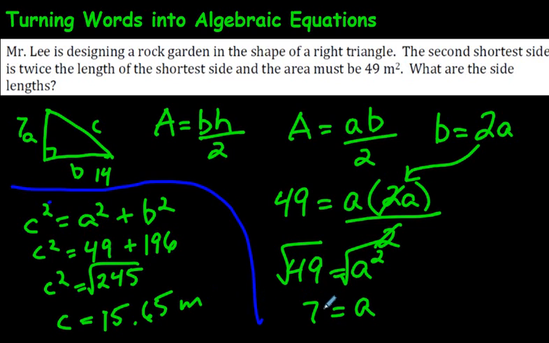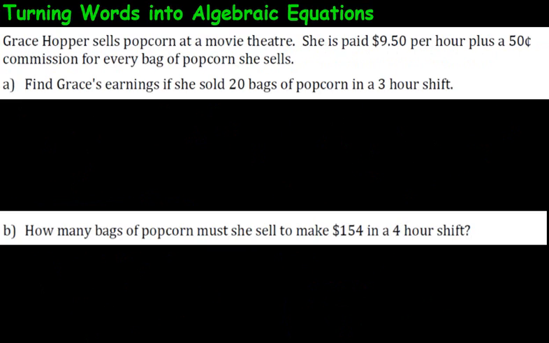Okay, and if we were doing this as a proper question on a test, we would write this all out really nicely for the teacher to read. The shortest side is 7 meters. The next side is 14 meters, and the longest side is 15.65 meters. Thank you very much. Is there any other questions? There is. Okay, let's keep going.